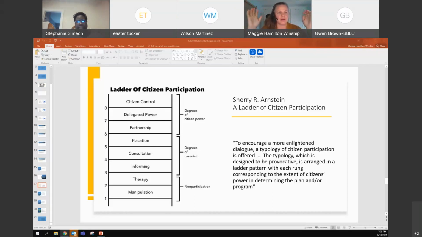We know best. We're going to fix you. We're going to cure you. So I think it's a little bit of that too. It's highly accurate. So it's stayed relevant in the citizen engagement world, but it is from the 60s.